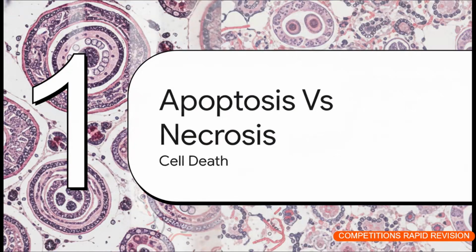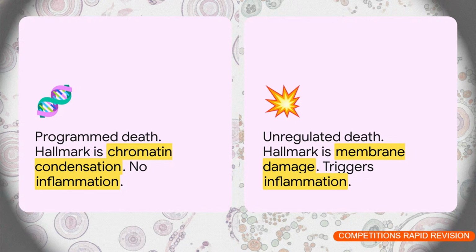Moving right into section 1, cell death, apoptosis versus necrosis. Honestly, knowing exactly how a cell dies is literally the foundation of pathology. Examiners absolutely love testing this contrast, so pay close attention. Apoptosis is like a highly structured, carefully programmed cell suicide. It can be totally normal, physiological stuff, like when embryological webbing disappears so you get actual fingers, or it can be pathological. Visually, its absolute hallmark is chromatin condensation.